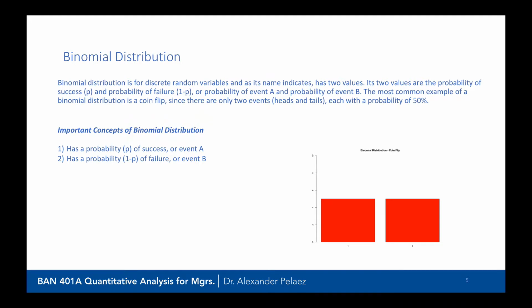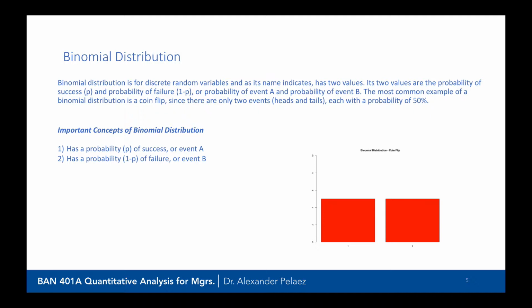The binomial distribution is a discrete random variable, and as its name indicates, it has 2 values. The 2 values are the probability of success and the probability of failure, denoted by P and 1 minus P respectively, or the probability of event A and the probability of event B if we don't have a success or failure. The most common example of a binomial distribution is a coin flip. Since there are only 2 events, heads and tails, each has a probability of 50%.